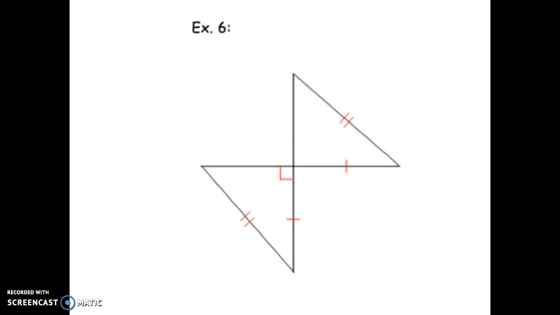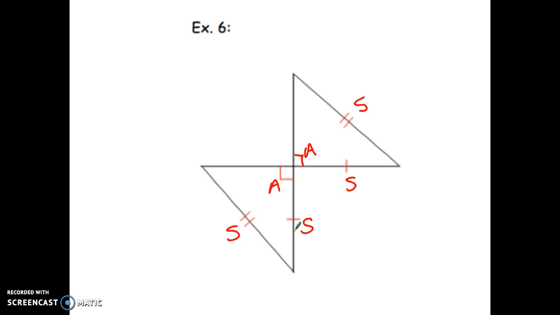And then lastly, example 6. So we can go ahead and label. We see our sides. These are vertical angles. So if this is a right angle, this is also a right angle. So as I try to read this, I see ASS or SSA, but this is not one of our theorems. We don't have a theorem that says SSA or ASS.